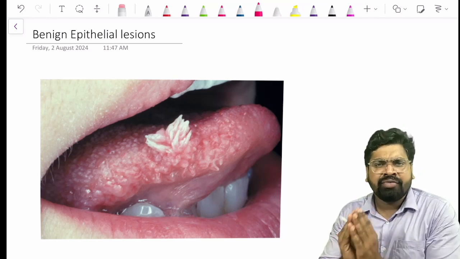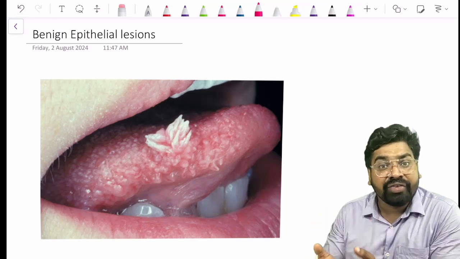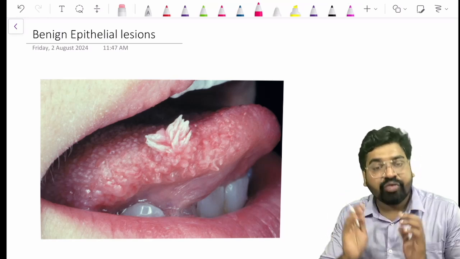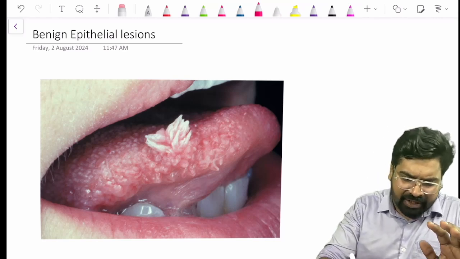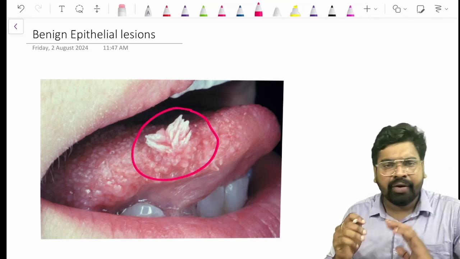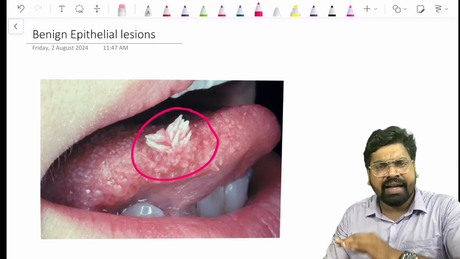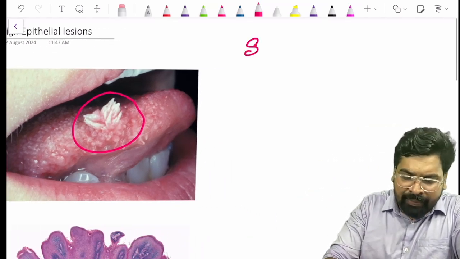So we have four to five major things which they ask questions on. The first and foremost and very important is your squamous papilloma. In this image you are seeing a growth. Can you see that growth over the tongue? It is a finger-like growth, right? A cauliflower-like or finger-like growth. The condition here is called squamous papilloma.